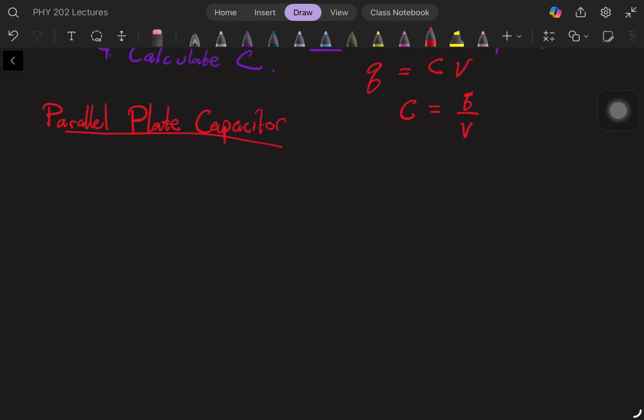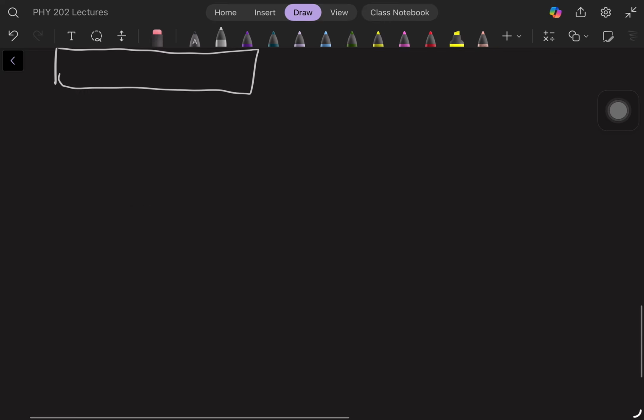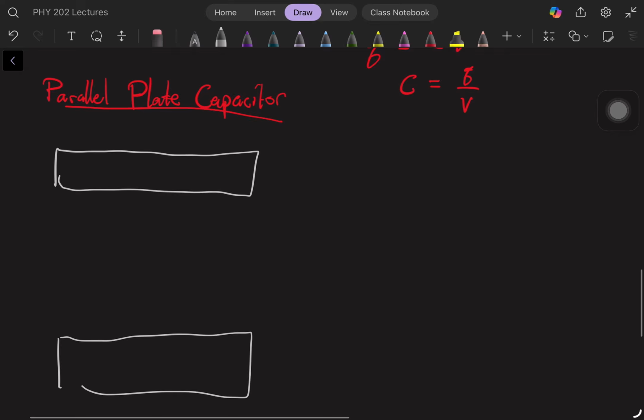All right, everyone's favorite type of capacitor. And so let's say we have 2 plates. All right, these plates conduct, so all the charge is on the surface. That's so many, whatever, we'll be fine. 1, 2, 3, 4, 5, 6, 7, 8.